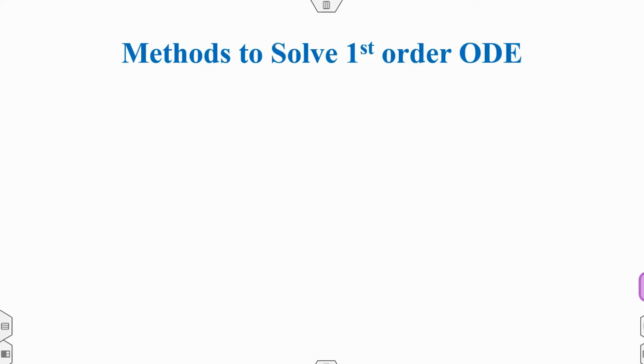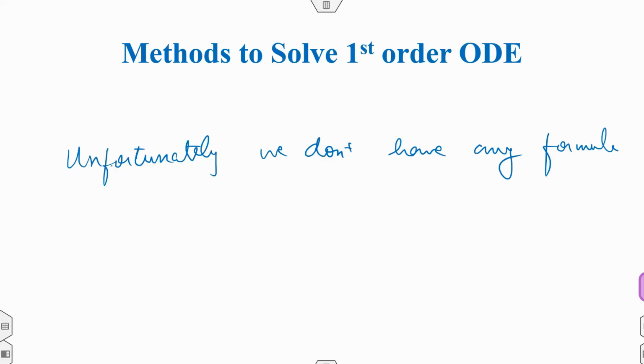So now we will start solving our first order differential equations. But unfortunately, we don't have any formula which can be used to solve all differential equations.